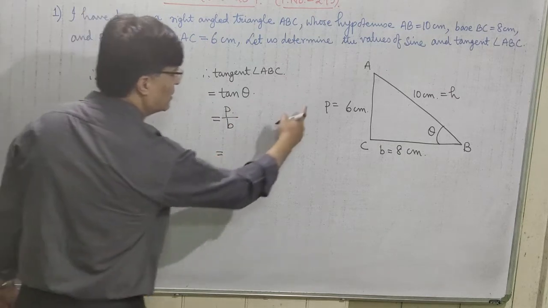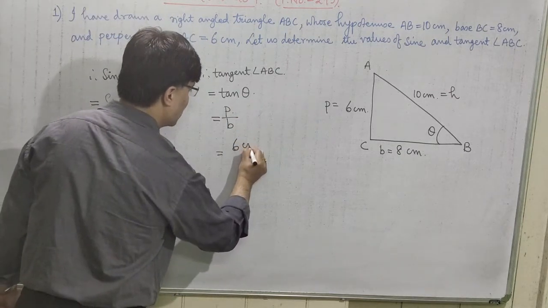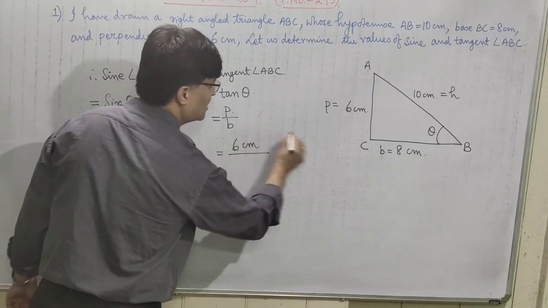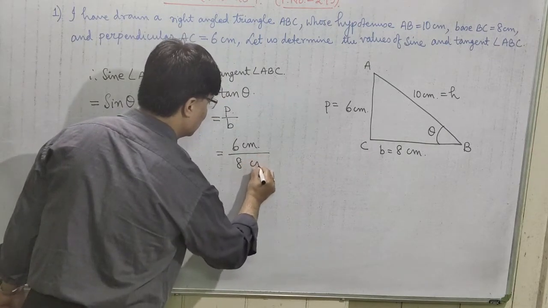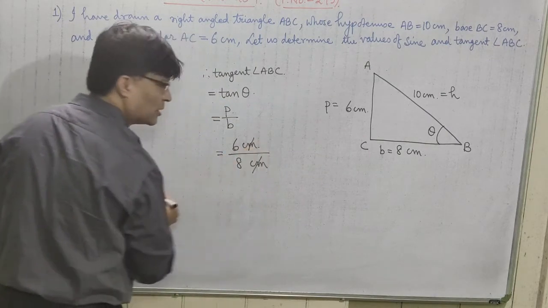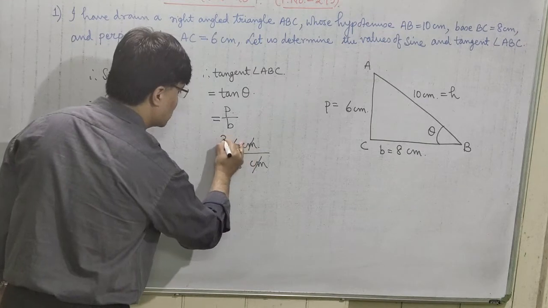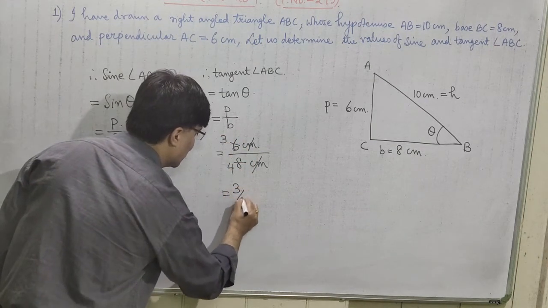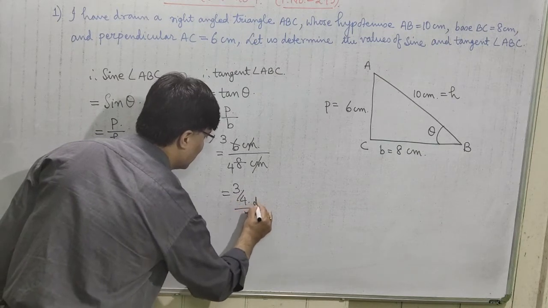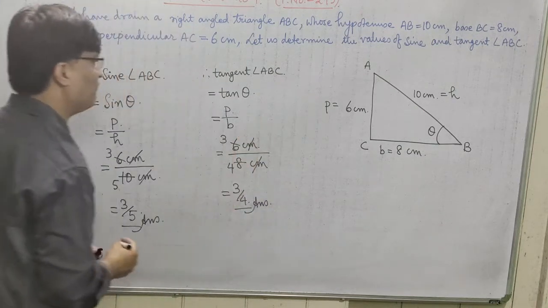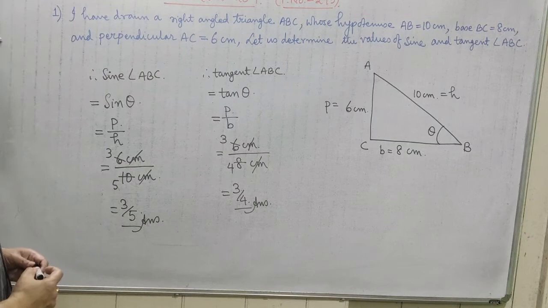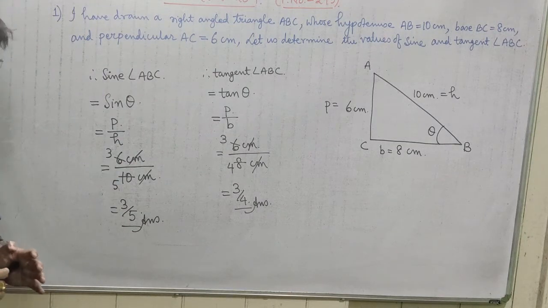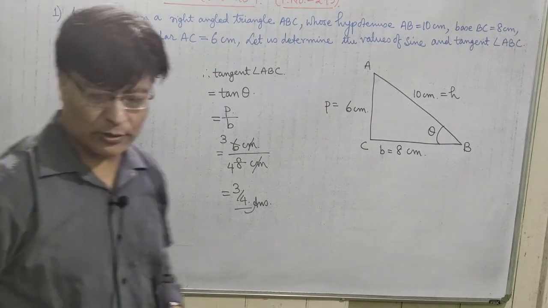So what is P here? P is 6 centimeter divided by, what is the base here? It is 8 centimeter. So here centimeter gets cancelled. 2 3s are 6, 2 4s are 8, which is equal to, what is the answer? It is 3 upon 4. So this is the final answer. I think you have understood it. So you can copy it. Now we'll do the next question.